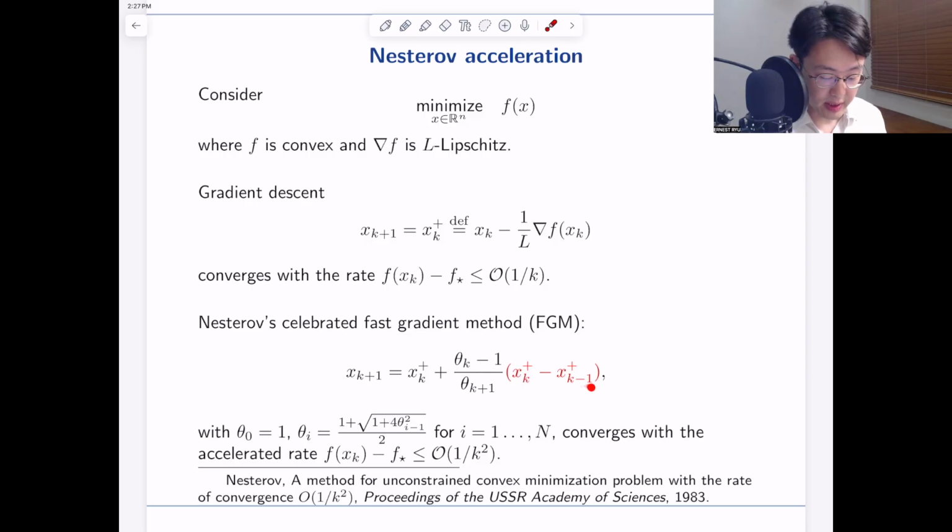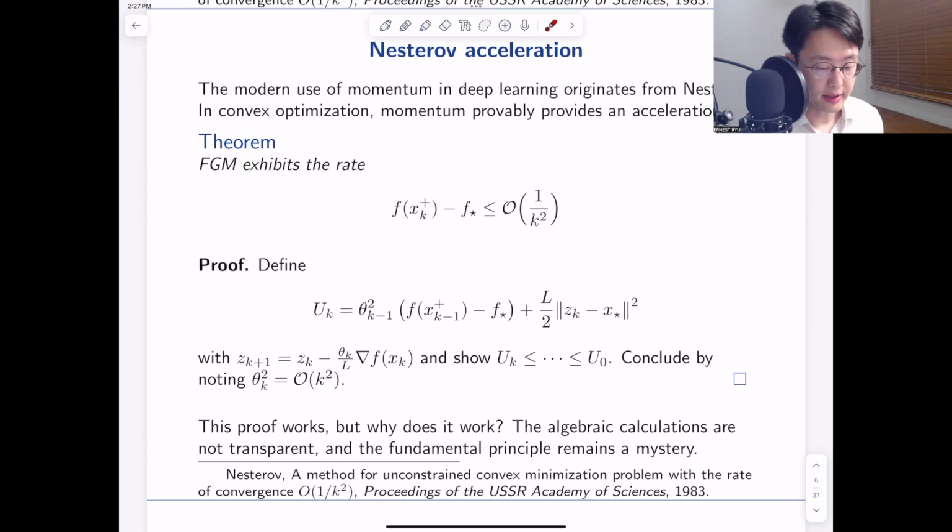And we have this thing. So think of this as a momentum term where we continue to move in the direction that we've been moving in. Famously, again, Nesterov's fast gradient method achieves a 1 over k squared rate, which is faster than the unaccelerated rate 1 over k. The modern use of momentum in deep learning originates from Nesterov and Polyak. In convex optimization, we can prove that momentum does indeed provide an acceleration. So here's a theorem. If you use Nesterov's fast gradient method, you get a 1 over k squared rate of convergence, as I stated in the previous slide.